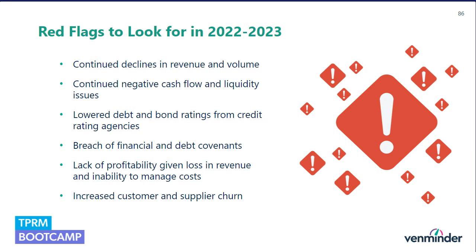You should also look for any sort of lowered ratings from debt or credit rating agencies, any sort of breaches of financial and debt covenants they may have with those debt providers, lack of profitability given that loss of revenue and inability of the business to manage its costs, and any sort of increased customer or supplier churn details as they're made available. These alone may not necessarily point to an issue, but together alongside some of the other information that you'll gather in your holistic reviews can expose some high risks that you want to be aware of, and again, try to avoid getting into the domino effect as it pertains to that vendor.